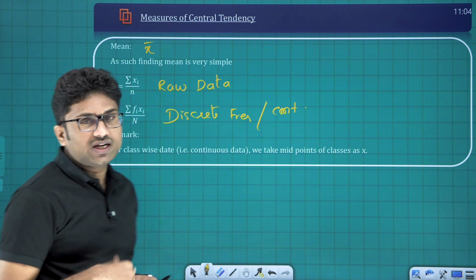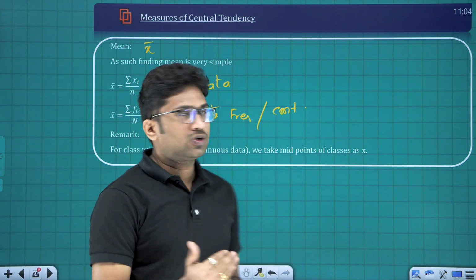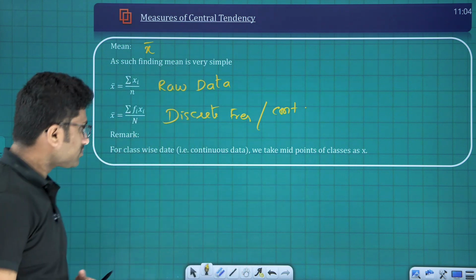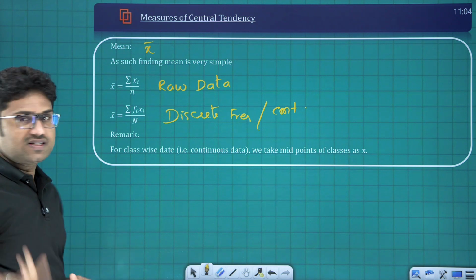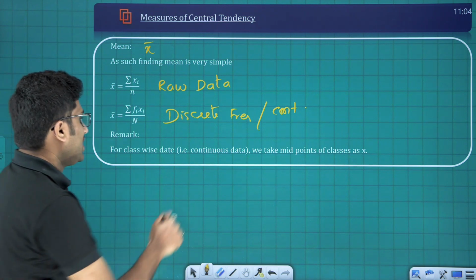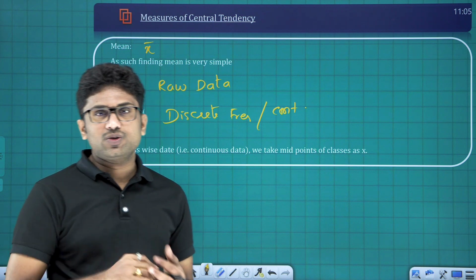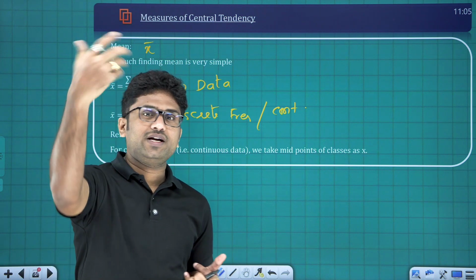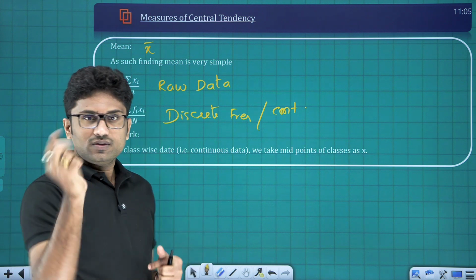So for raw data, x bar is equal to the sum of all the observations divided by the total number of observations, and we get the mean. For discrete or continuous frequency, x bar is sigma fi xi divided by sigma fi. So for class-wise data, what we do is first find the class marks. For a continuous frequency distribution with class intervals, first we find the xi's, then we find fi xi.